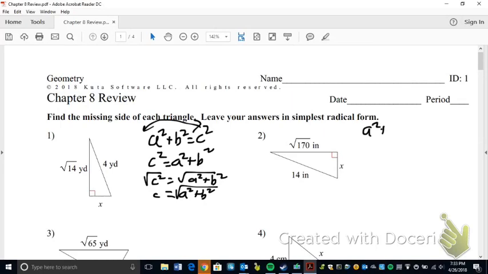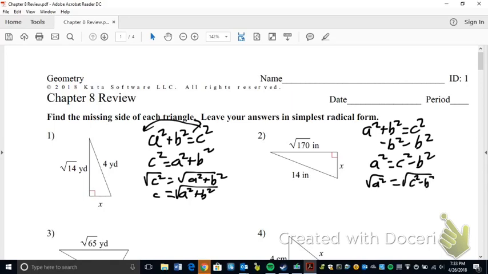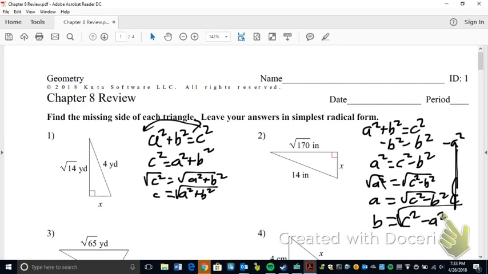What if we wanted to solve for something other than c? Let's say we wanted to solve for a. Well, we'd subtract b squared from both sides. We get a squared equals c squared minus b squared. And then we take the square root of both sides. That gives us a equals the square root of c squared minus b squared. Now if I wanted to solve for b, I'd subtract a squared, and I'd get b equals the square root of c squared minus a squared, sorry. So those are your three equations.